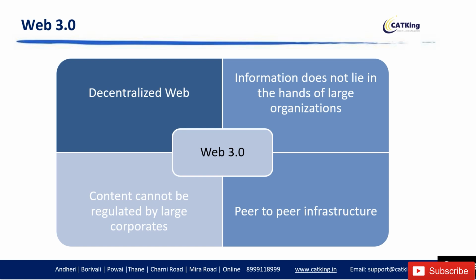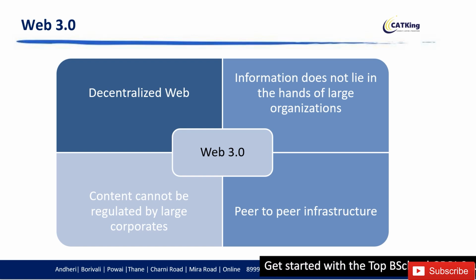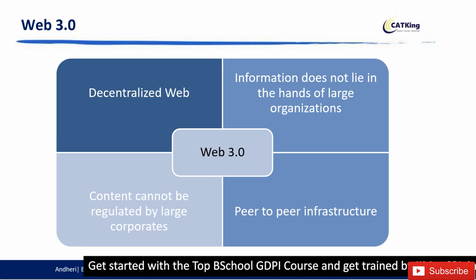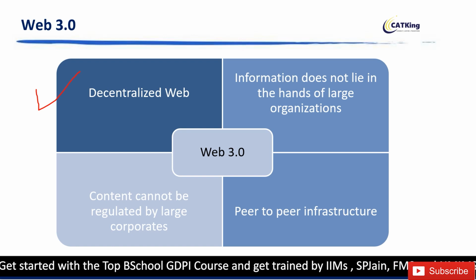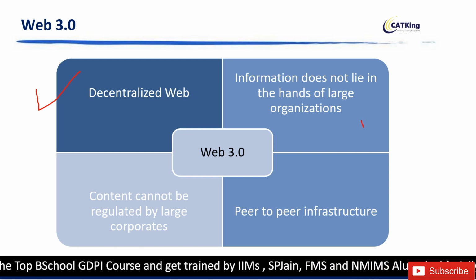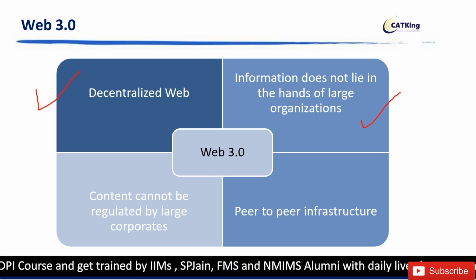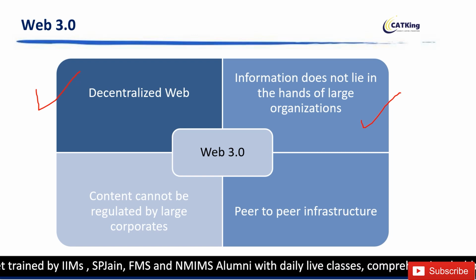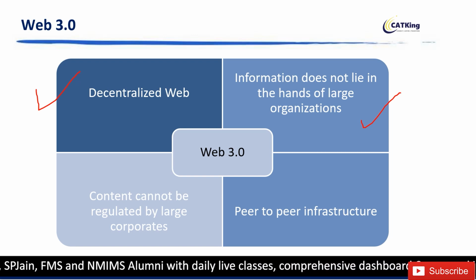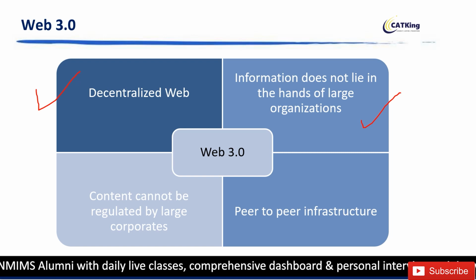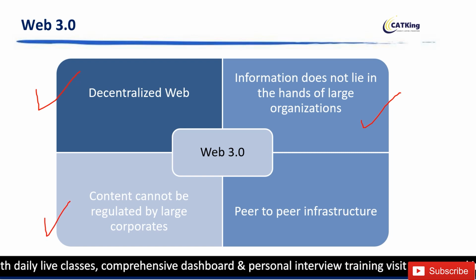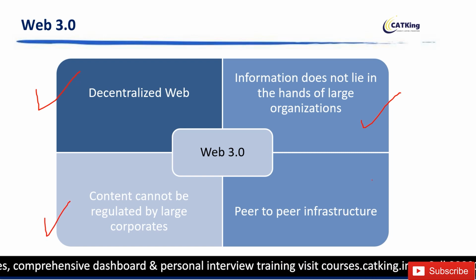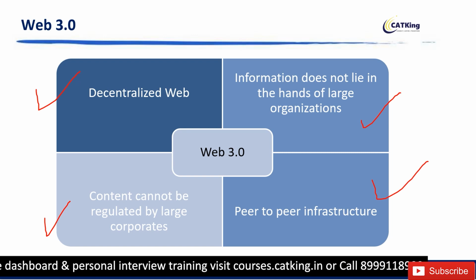With that, now that we've seen the difference between Web 1.0 and Web 2.0, let's understand what it is that Web 3.0 is introducing. It has a decentralized web. Information does not lie in the hands of large organizations. A small organization, individuals, all can have the information shared. Content cannot be regulated by large corporates, and peer-to-peer infrastructure is also possible.